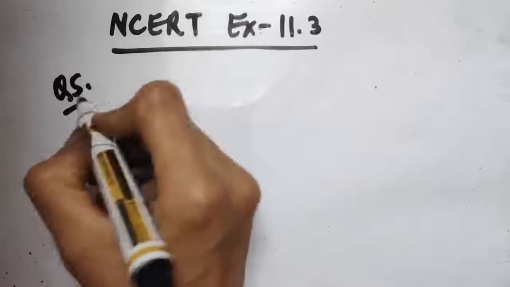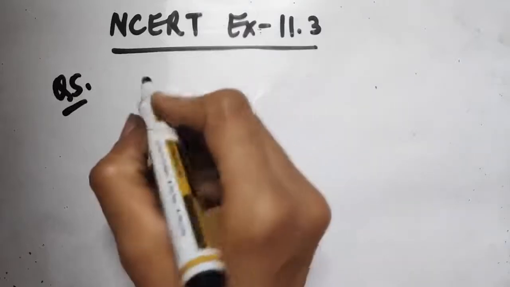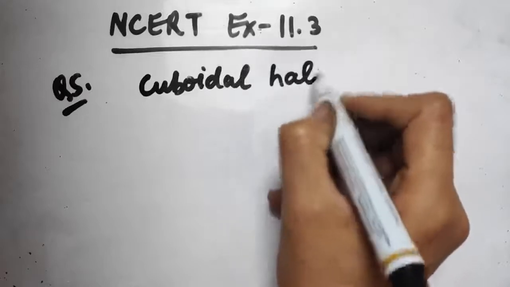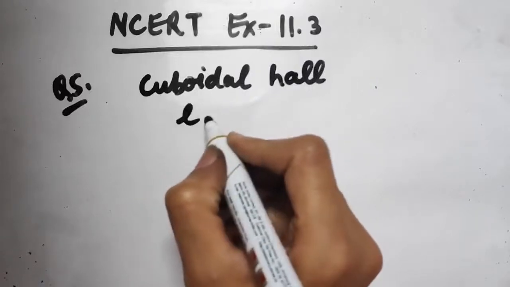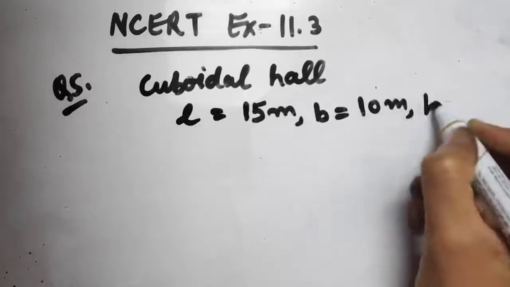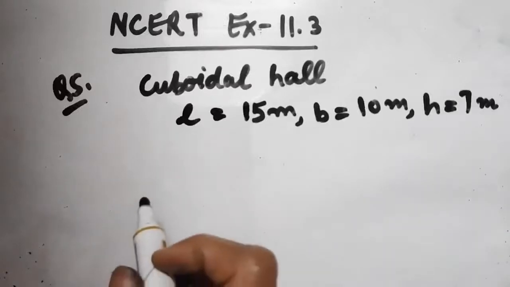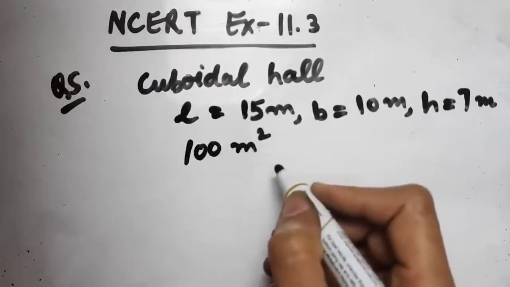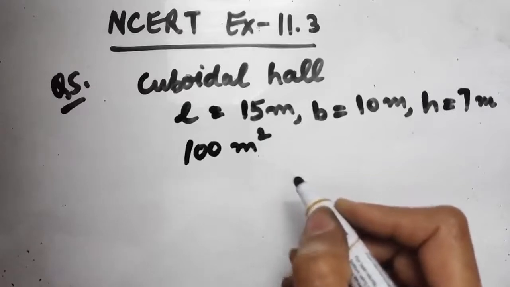Question number 5 says, Daniel is painting the walls and ceiling of a cuboidal hall with length equal to 15 meters, breadth equal to 10 meters and height equal to 7 meters respectively. I have written in the same manner. From each can of paint, 100 meters square of area is painted. How many cans of paint will she need to paint the room?